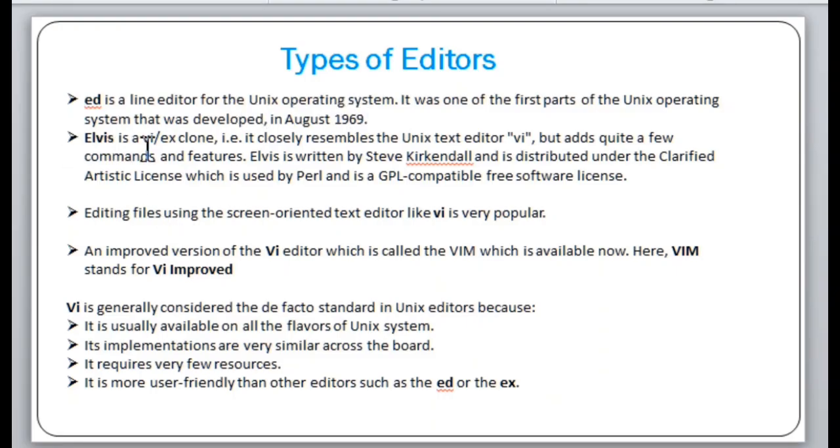Elvis is a VI-EX clone. It closely resembles the UNIX text editor VI, but adds quite a few commands and features. Elvis is written by Steve Kirkendall and is distributed under the Clarified Artistic License, which is used by Perl, and is a GPL-compatible free software license. And GPL just stands for GNU Public License, and this just states that everything is free and open source.